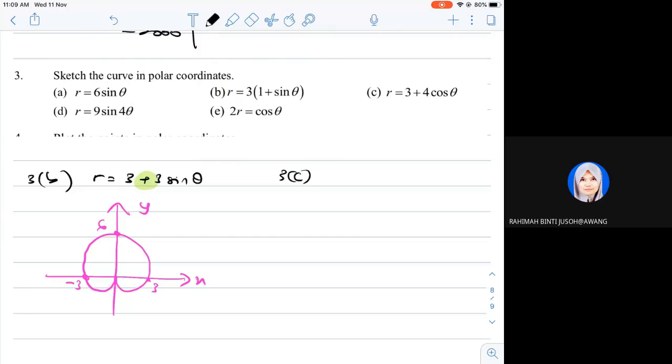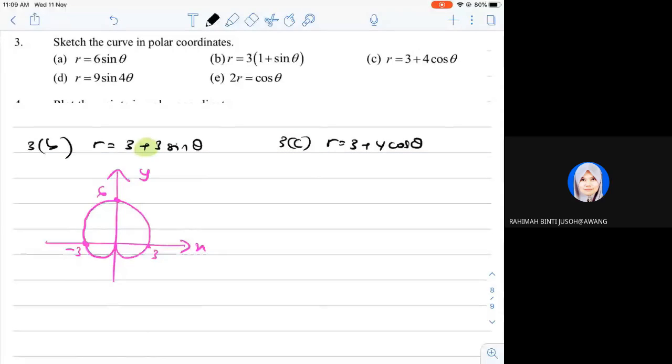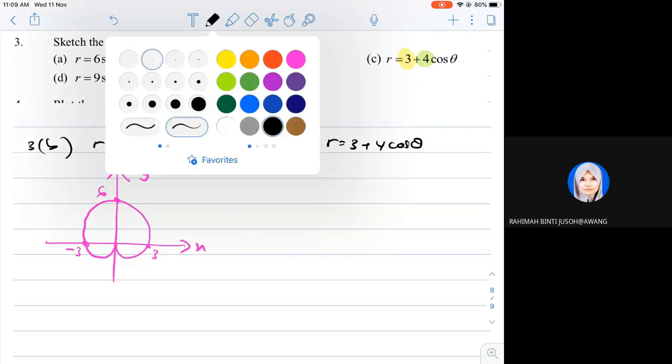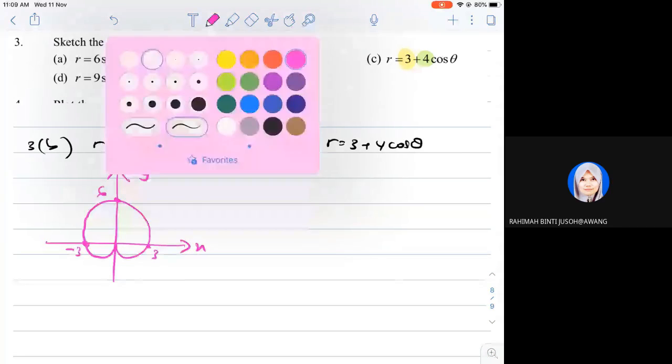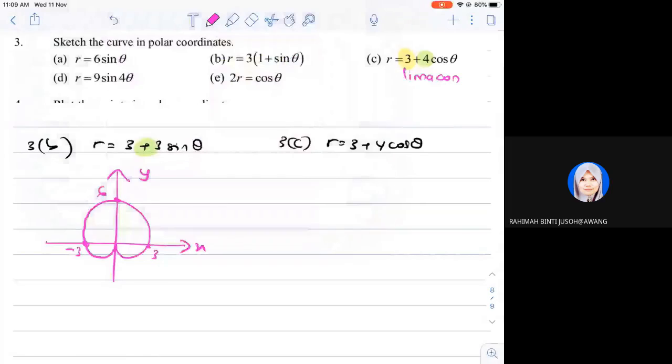Okay, now question 3C. Okay, we don't have the same value, 3 plus 4 cos theta. So how to do this? Okay, let me explain to you. Right now, the values are not the same. So what you should do is, we will have a Limakon. Okay, this is Limakon. But we don't know either convex Limakon or Limakon with inner loop or satu lagi dimple Limakon.